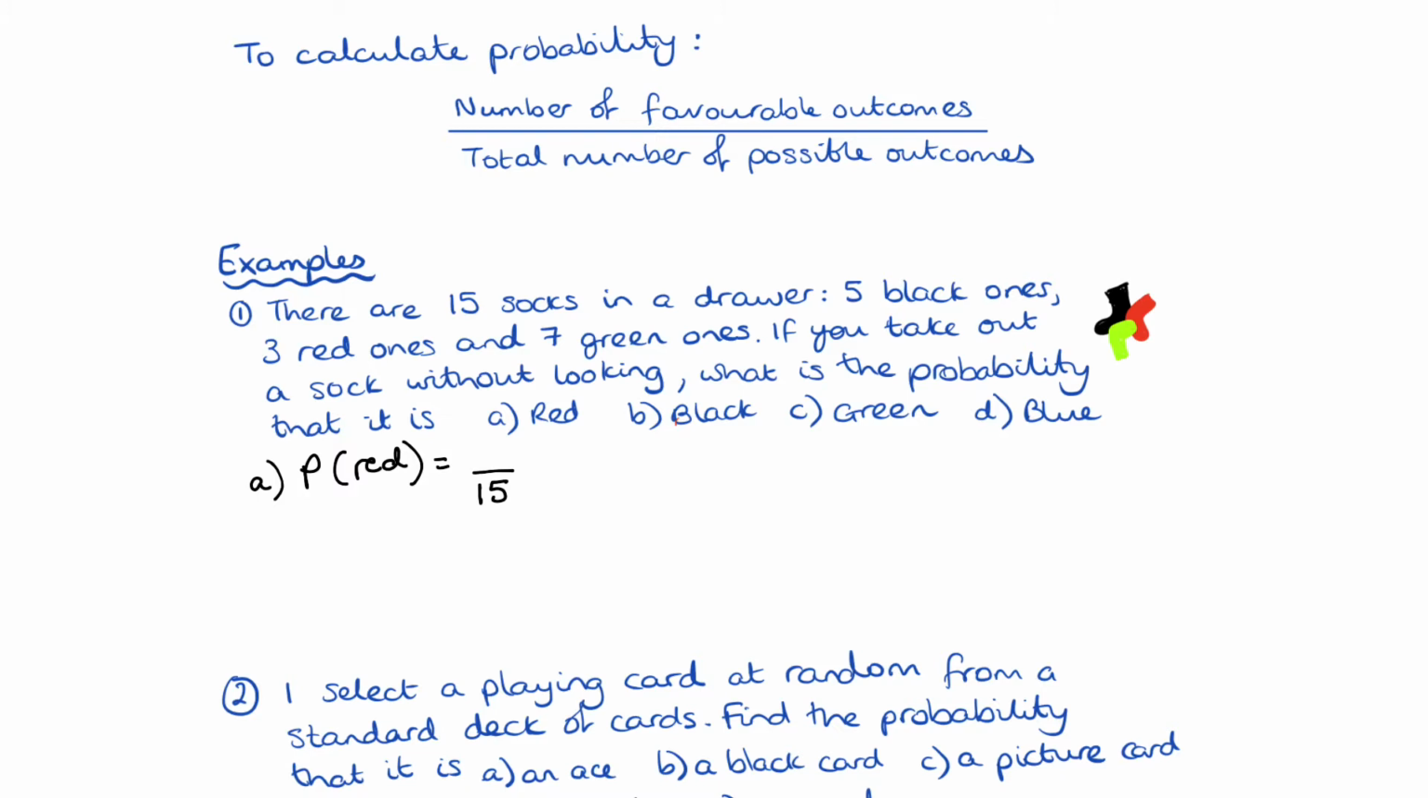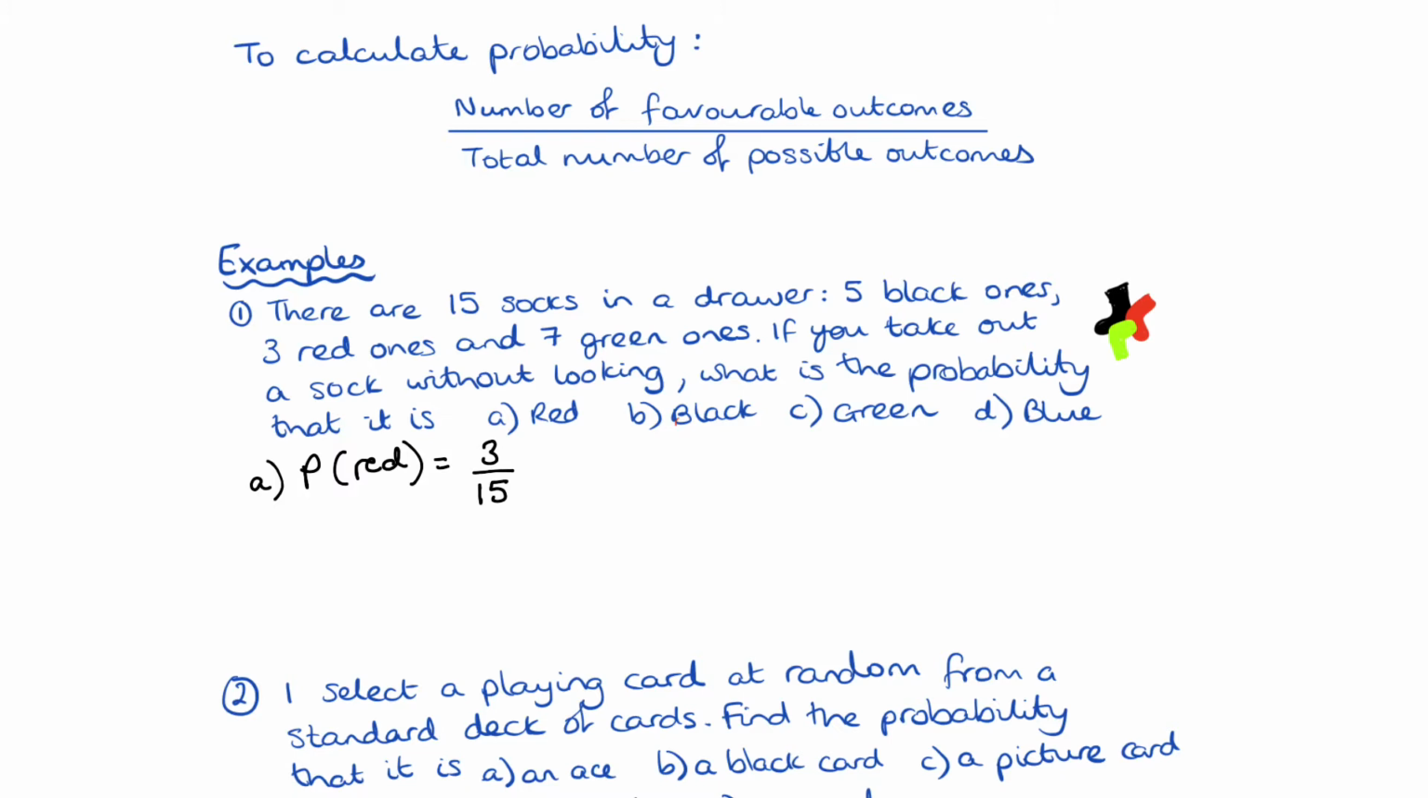Okay, and then the number of favourable outcomes that goes on the top, or in the numerator of the fraction, that's how many are red. How many ways can we pick out a red sock? Well, we've got 3 red socks. So there are 3 ways out of 15 of picking out a red sock from that drawer. So the probability is 3/15.